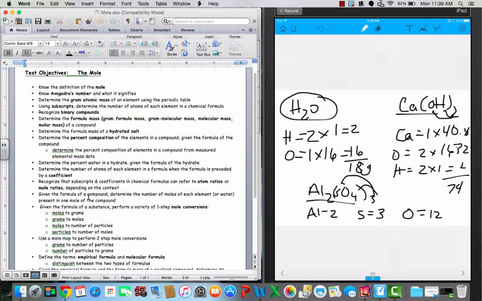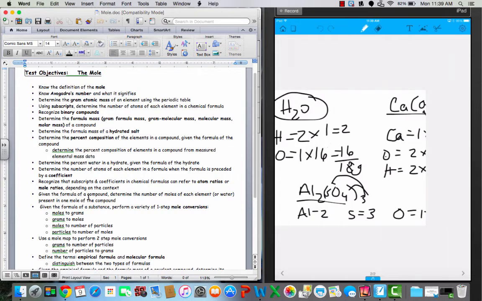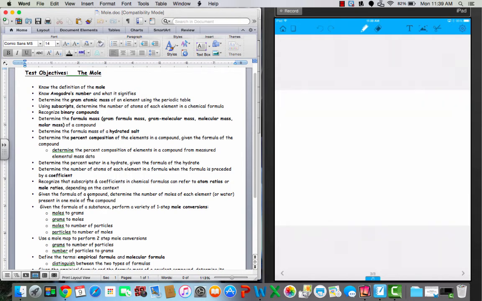It gets a little trickier than this. The next bullet talks about a hydrated salt. The example of the hydrated salt we did in the lab in class was copper sulfate, and this contained 5 moles of water. And so if you're going to look at the formula mass, again, you start by counting atoms.